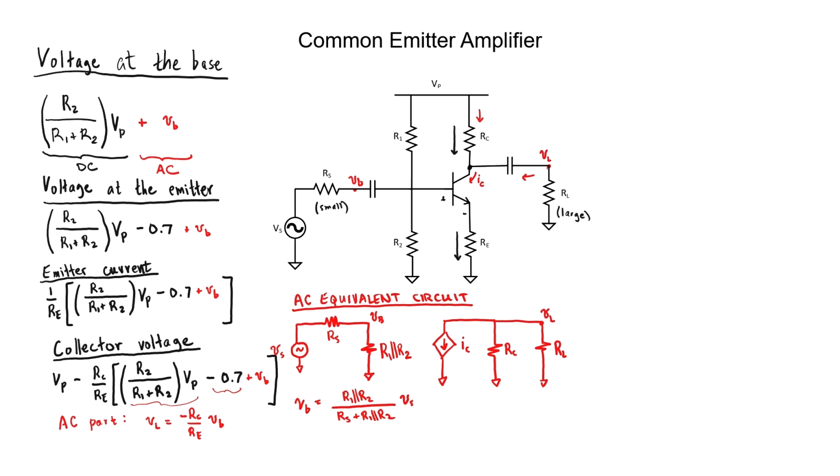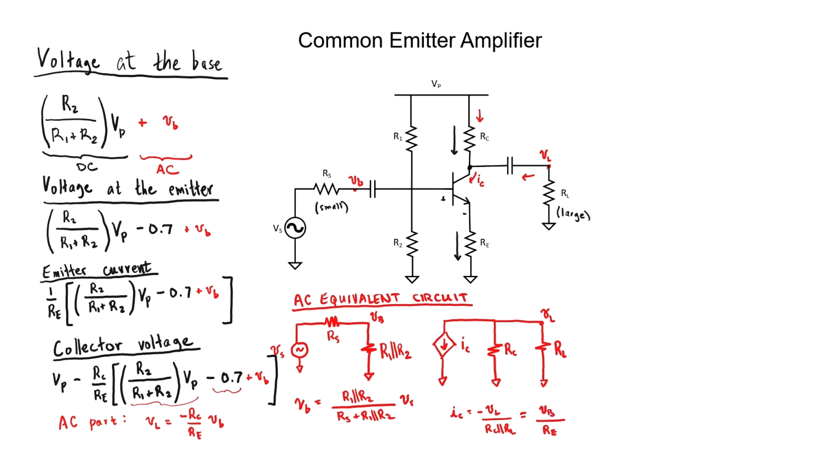What's our expression for the AC current I sub C? Well, we can just apply Ohm's law here. It's just V sub L divided by R sub C in parallel with R sub L, isn't it? We also know that our collector current, the AC portion of it anyway, is equal to the AC portion of the emitter current, and I can see what that is right over here on the left.